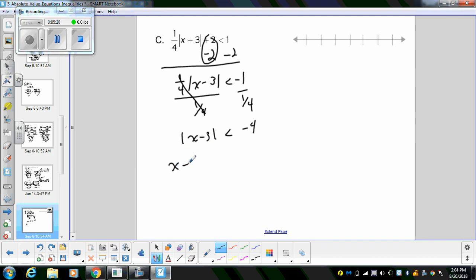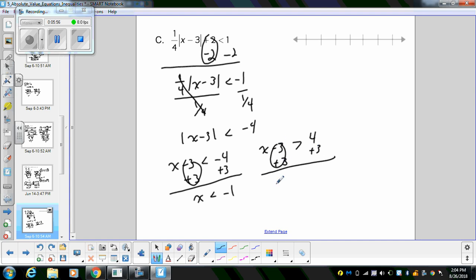Now I'm ready to form both of my equations. So now I have x minus 3 is less than -4, and x minus 3 is greater than 4, changing the sign and changing the inequality. And then to get rid of my constant, all I have to do is just add 3. So that gives me less than -1, and this gives me greater than 7.